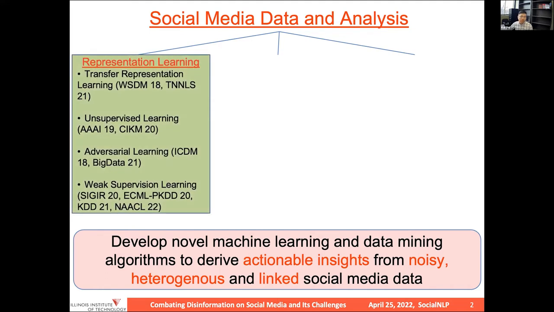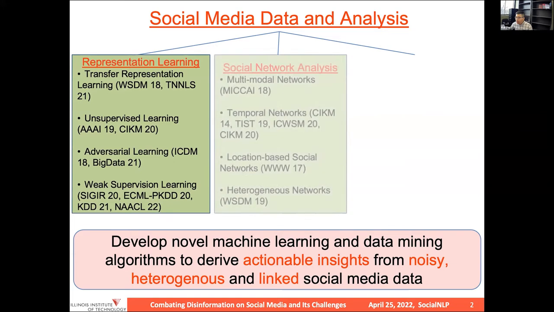We know that social media data is often very high dimensional and noisy. So I developed feature representation learning methods to handle complex social media data. And second, in social media, it's easy to collect social networks with millions or even bigger numbers of users that provide opportunities for network analysis. So I'm focusing on modeling different types of networks.